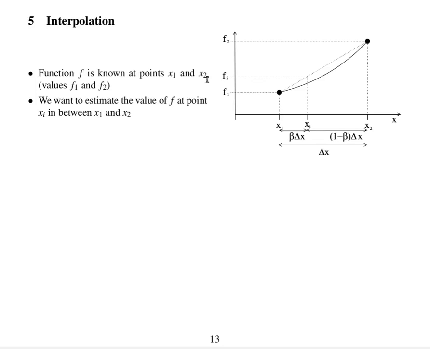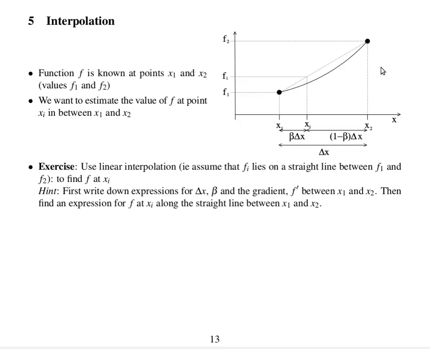We assume that we're going to have a function f, which is known. We have known values at positions x1 and x2, so it's known to be f1 at x1 and f2 at x2. We want to estimate a value in between. At position xi, we want an estimate value fi.